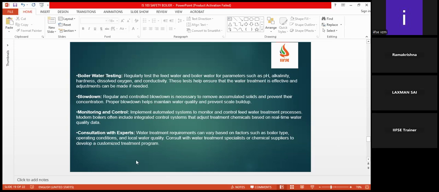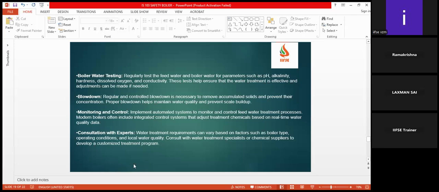Then blowdown. Regular and controlled blowdown is necessary to remove accumulated solids and prevent their concentration. Proper blowdown helps to maintain water quality and prevent scale buildup. That is also one of the key aspects we have to follow while operating the boilers.